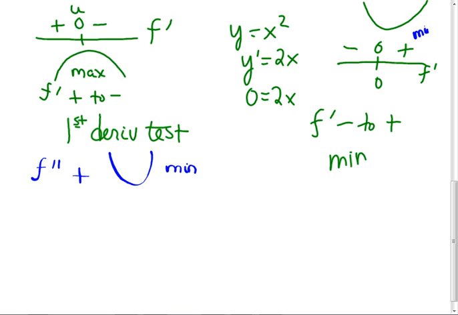Okay, guys? Well, I want to get this done. If f double prime is negative, then it's concave down, and it's a maximum.